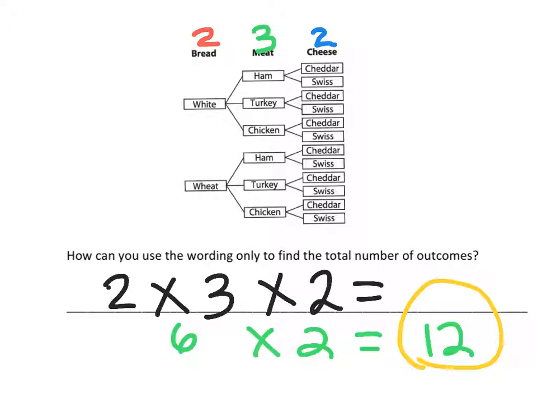If you need to know the total number of outcomes, just the number, you take how many there would be in each category, and you just multiply them.